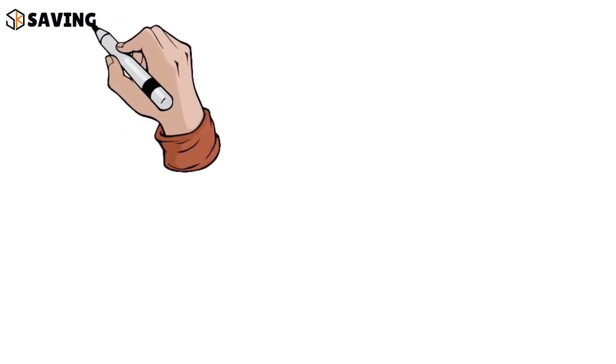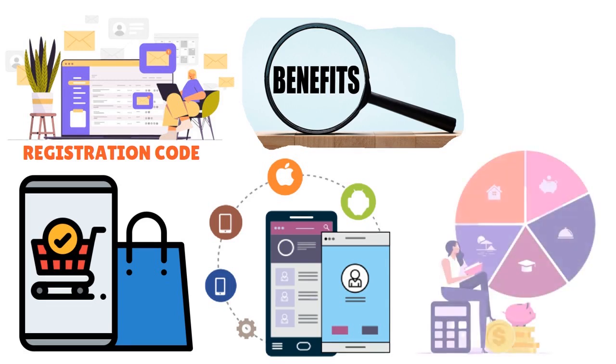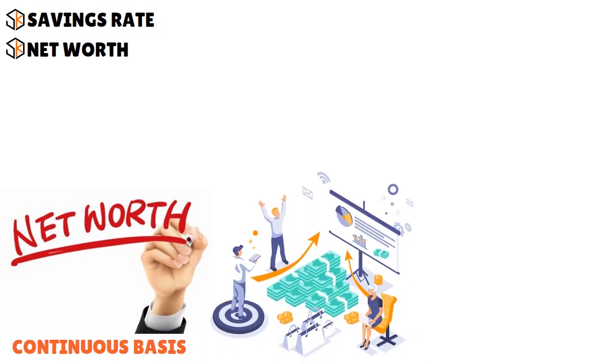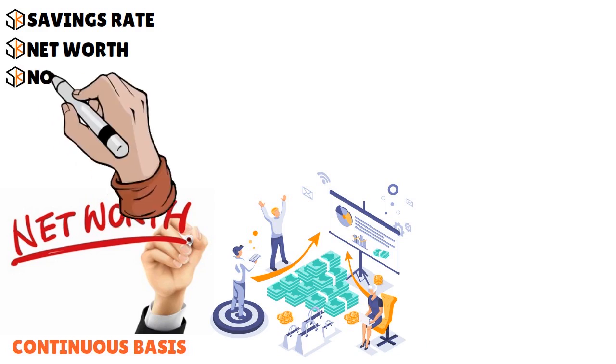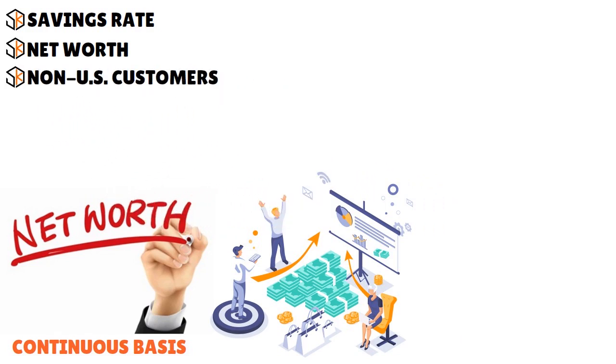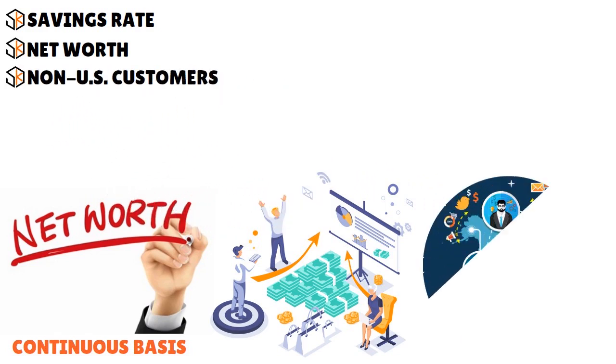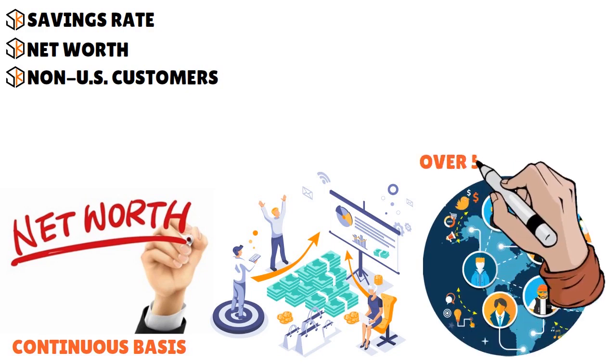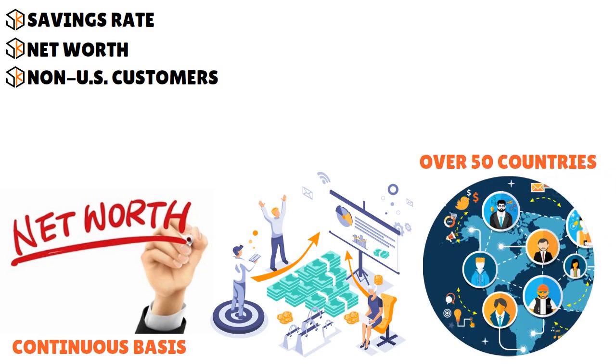Well, you have a savings rate. Banktivity automatically calculates your savings rate, letting you know how successful you are in that all important category. You have net worth. Banktivity provides an automatic breakdown of your net worth on a continuous basis. A steadily increasing net worth is an indication of progress toward your financial goals. And for non-US customers, Banktivity is available internationally. In fact, they have thousands of users in over 50 countries.